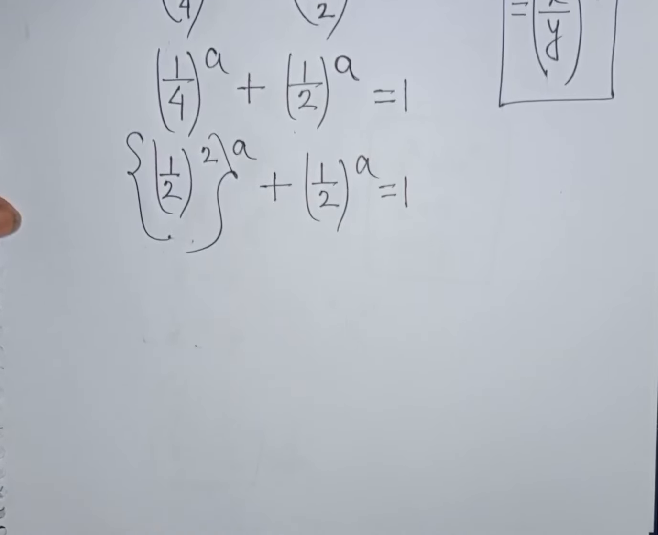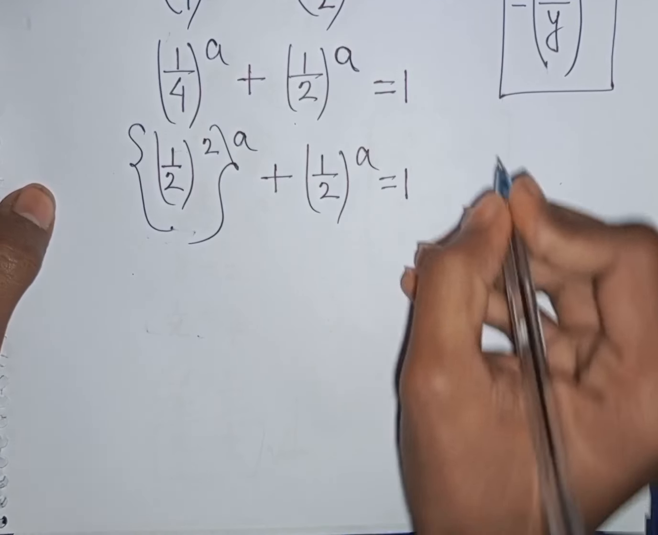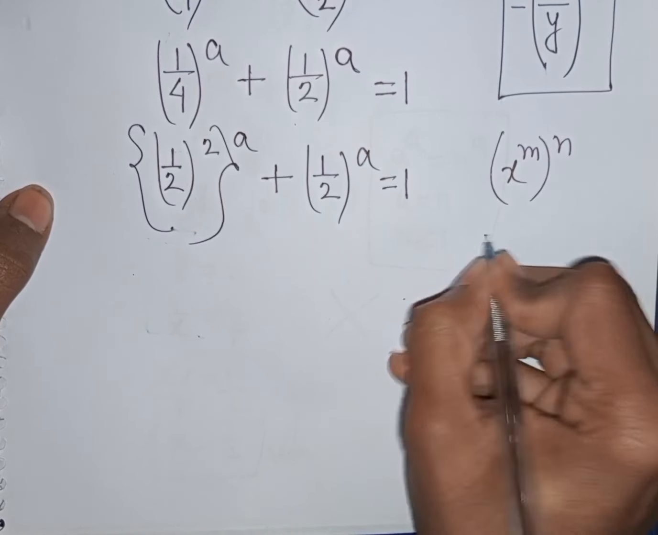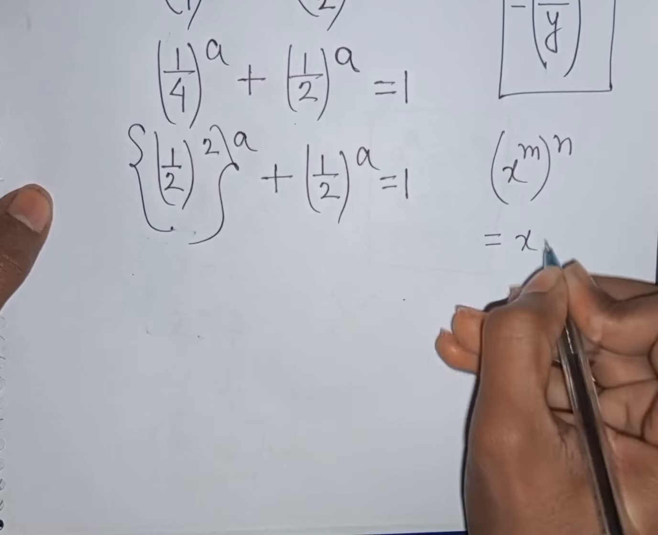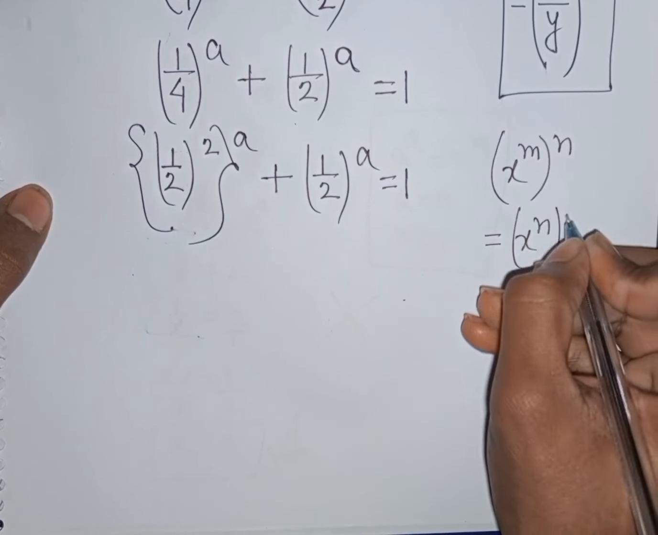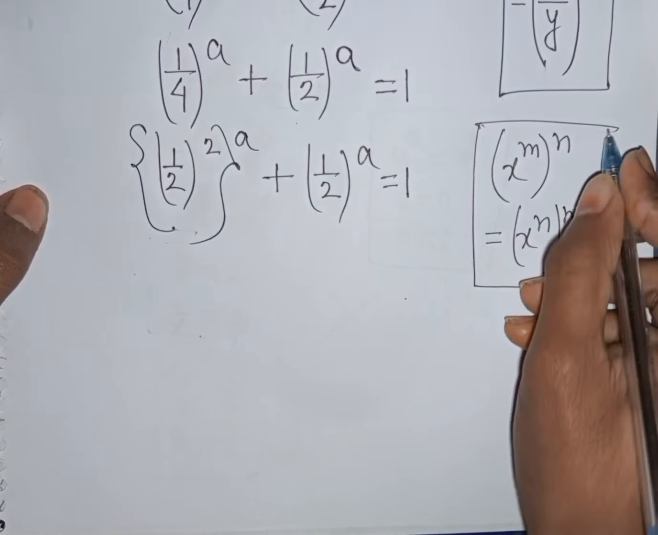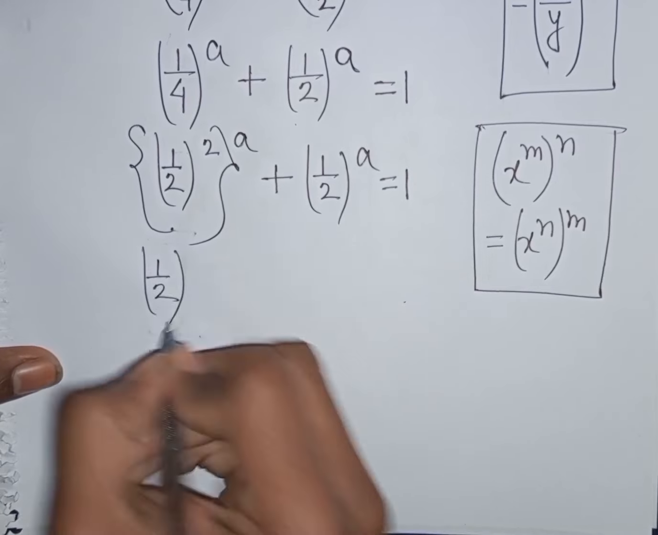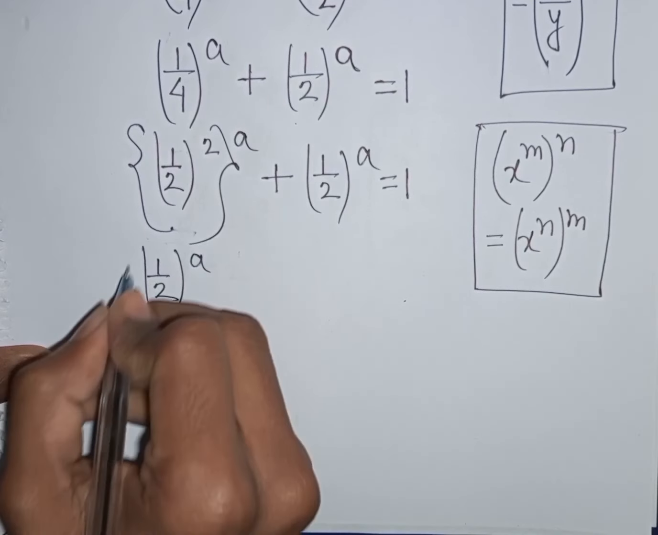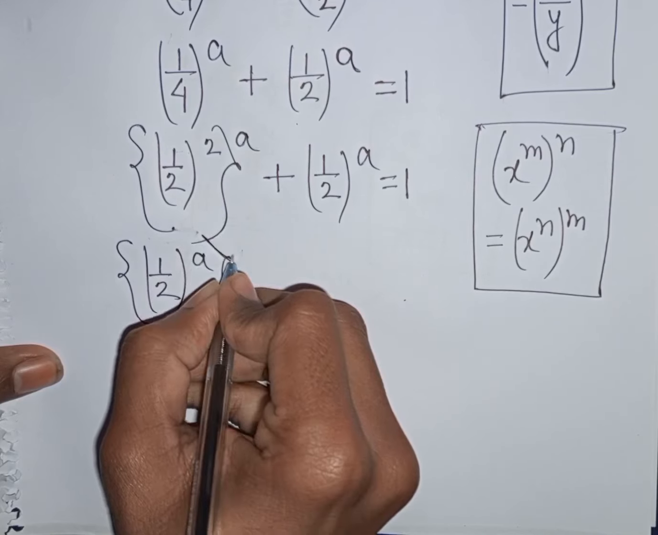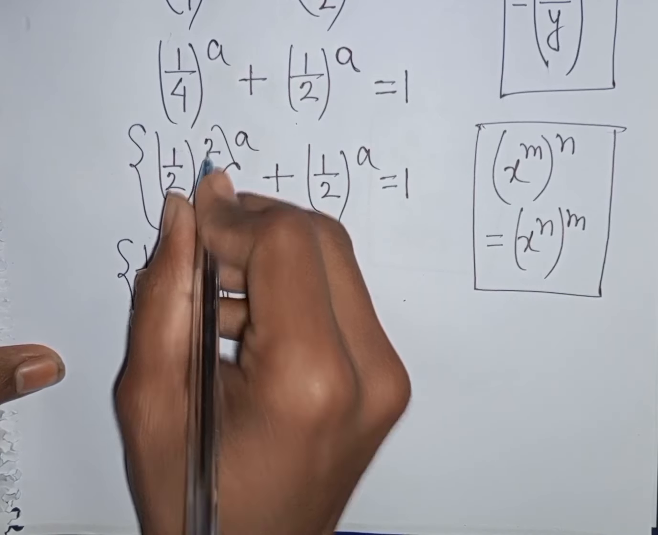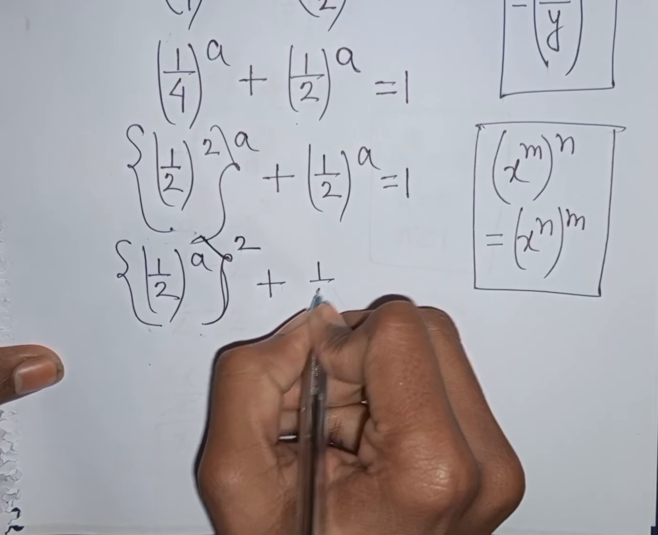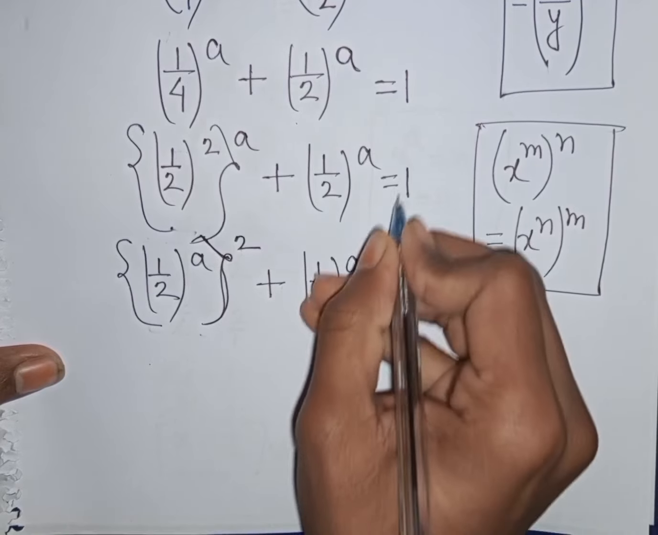Now here we can apply this exponential rule that x power m bracket power n is equal to x power n bracket power m. So according to this exponential rule, we can write here 1 by 2 bracket power a, then second bracket power of 2, plus 1 by 2 bracket power a is equal to 1.